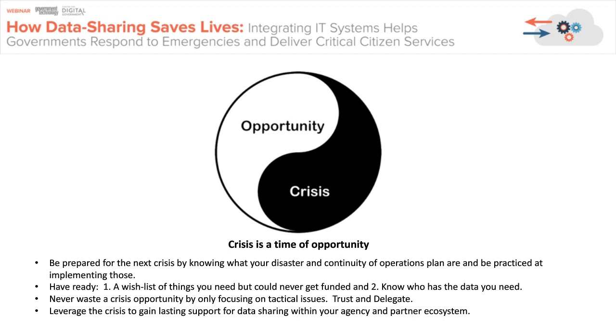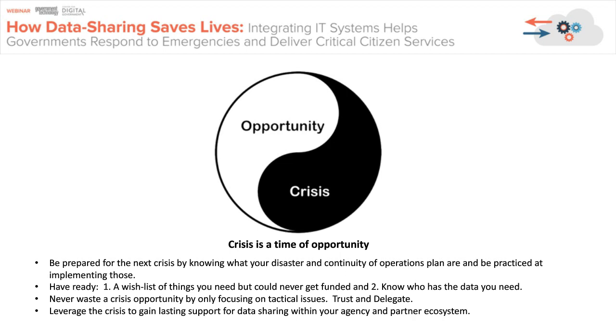The second thing you need to know is who has the data you need, and use the crisis to help free up that data. That's really important. You're going to get a lot more cooperation when that need is paramount in front of everyone.